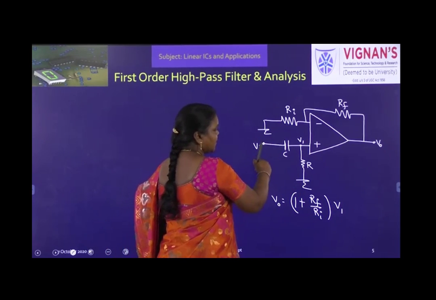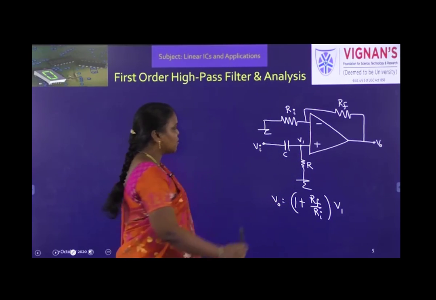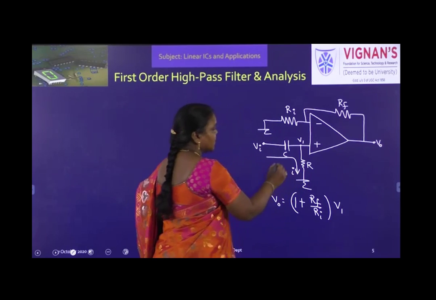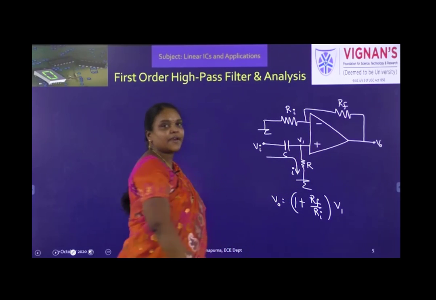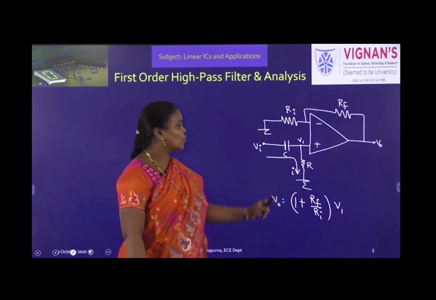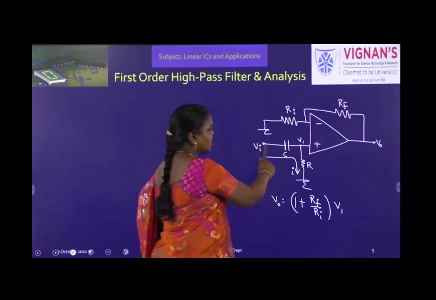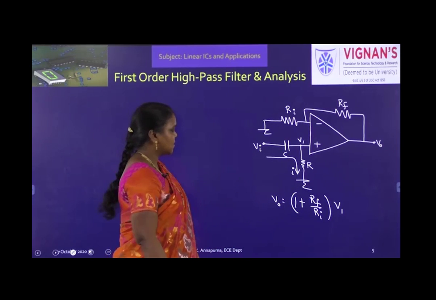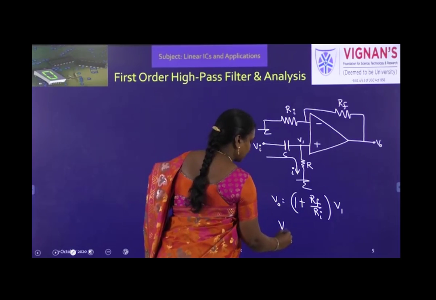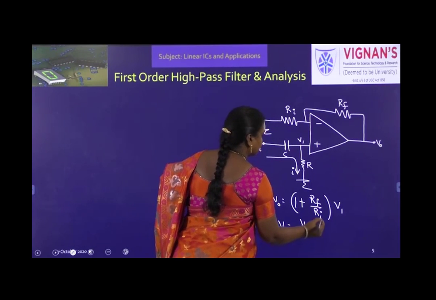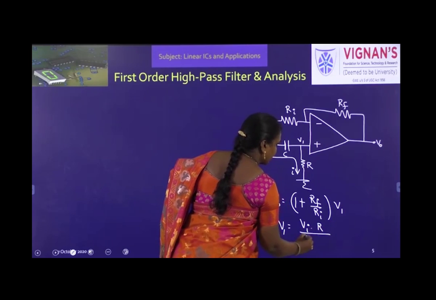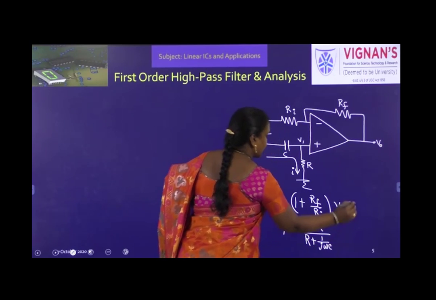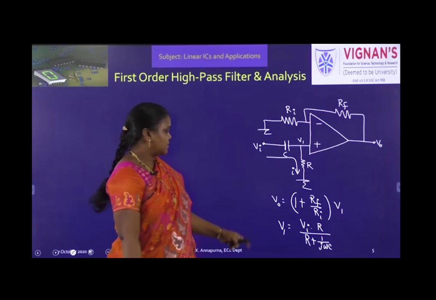Here C and R are connected in series, because whatever current flows through the capacitor, the same current flows through the resistor. Due to the high input impedance of the operational amplifier, it won't allow any current. So they are in series. V1 is equal to Vi times R by (R + 1/jωC), according to the voltage division principle. (Equation 2.)